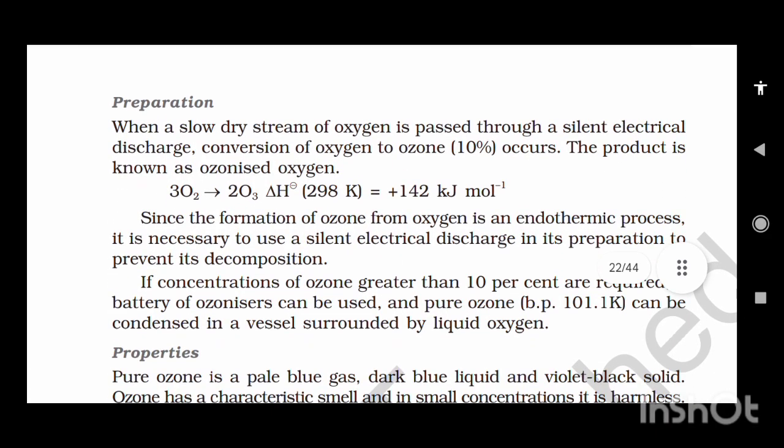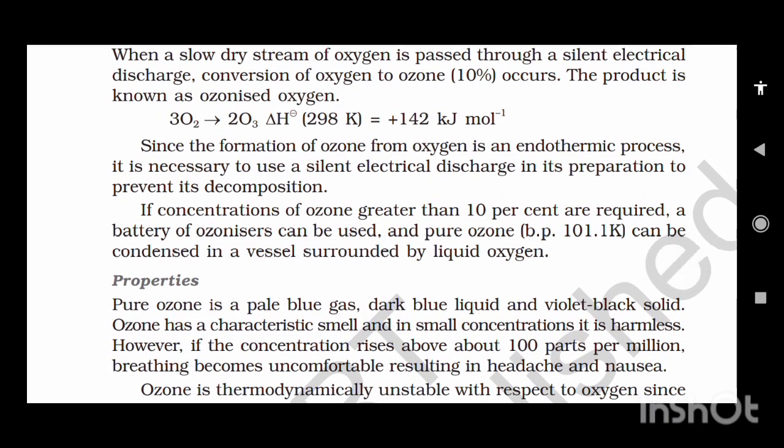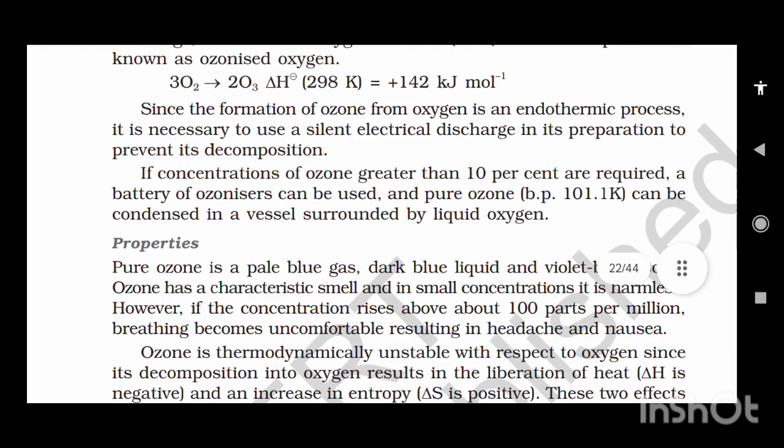Preparation. When a slow dry stream of oxygen is passed through a silent electrical discharge, conversion of oxygen to ozone of about 10% occurs. The product is known as ozonized oxygen. Since the formation of ozone from oxygen is an endothermic process, it is necessary to use a silent electrical discharge in its preparation to prevent its decomposition. If concentrations of ozone greater than 10% are required, a battery of ozonizers can be used, and the pure ozone can be condensed in a vessel surrounded by liquid oxygen.